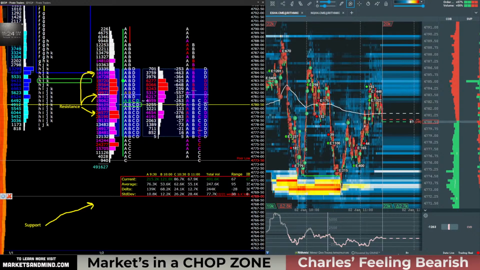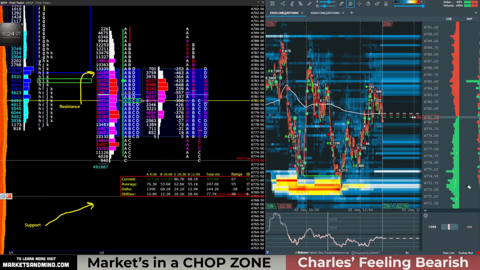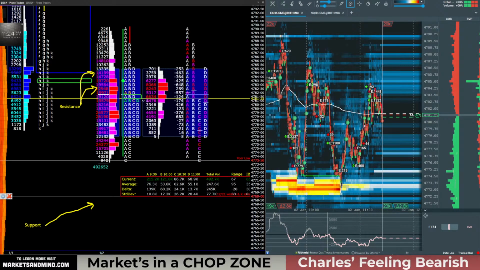All right, well, I don't know how long the chop will go. I couldn't possibly tell you how much longer they are going to continue to chop around right here at the overnight low. But I still believe the highest probability is that we are heading down to repair the poor low. And that once we do that, that will cause a liquidation, taking the market lower.